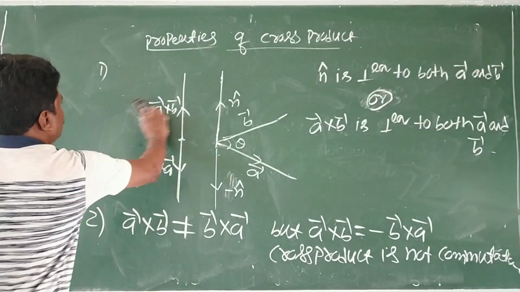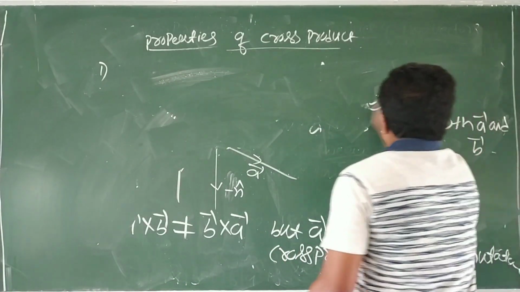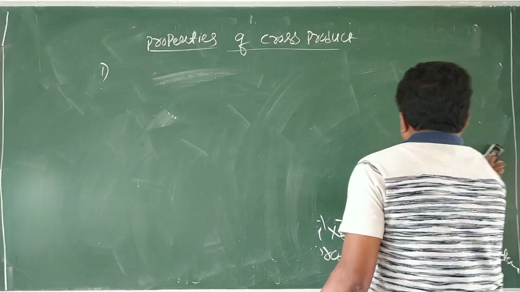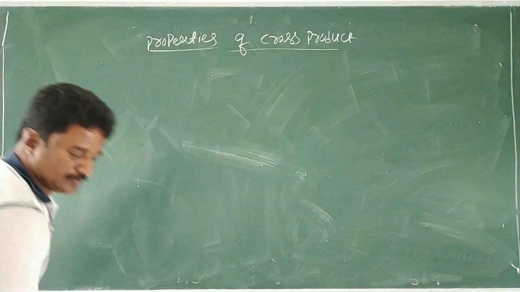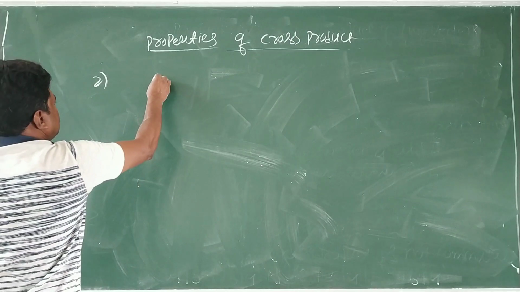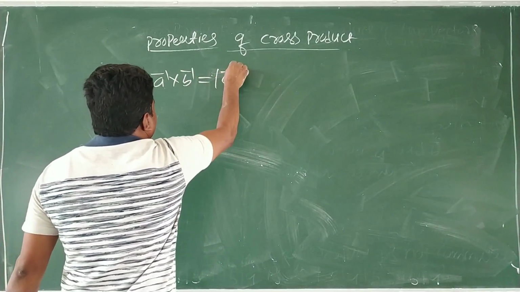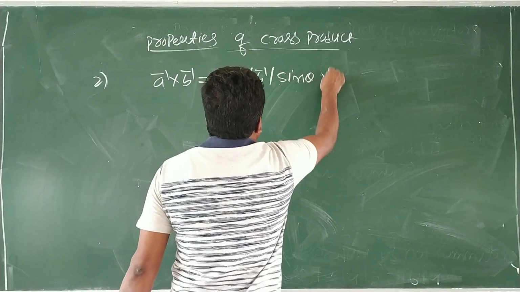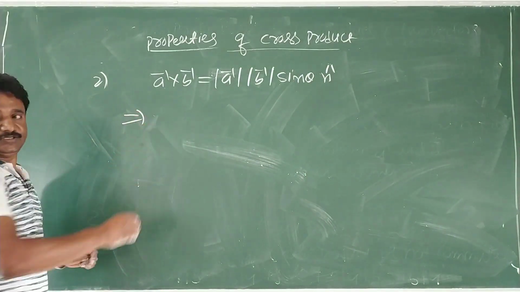Next, property number 2. Second property. So write: A cross B is equal to the length of vector A, length of vector B, sin theta into n cap. Sin theta into n cap. You go for that, students.